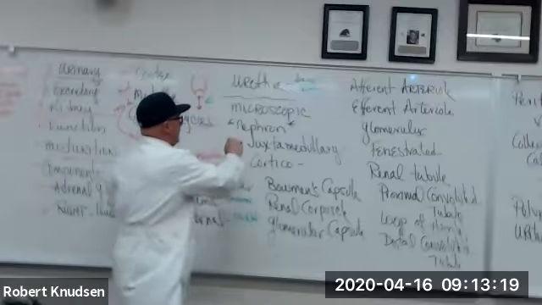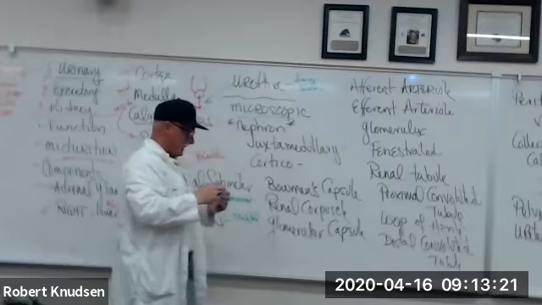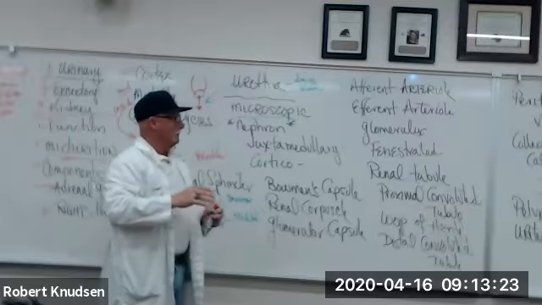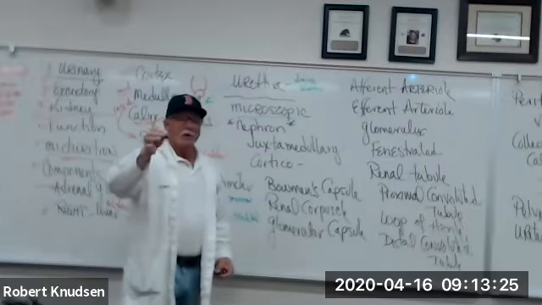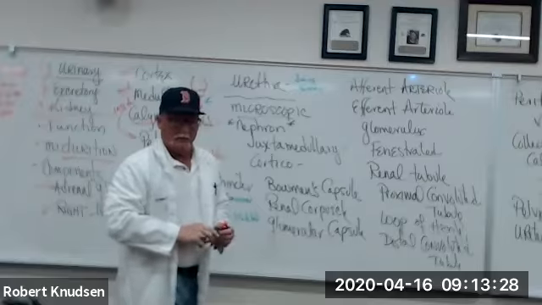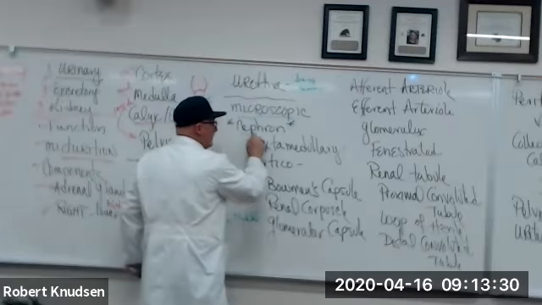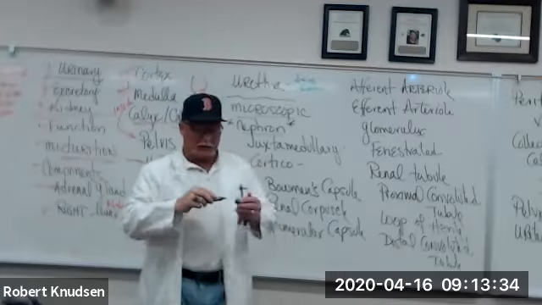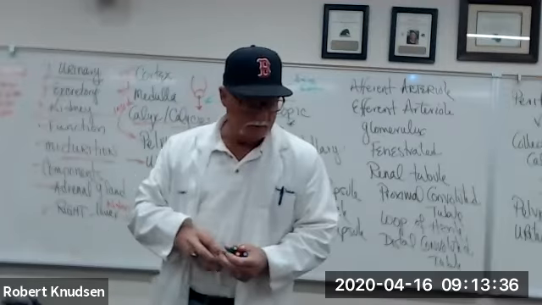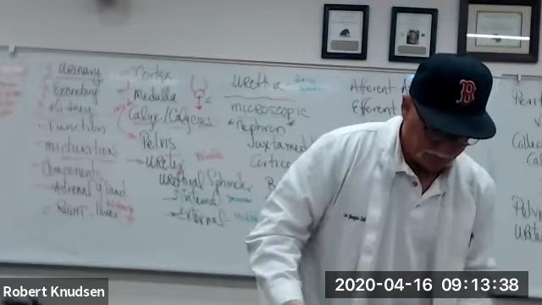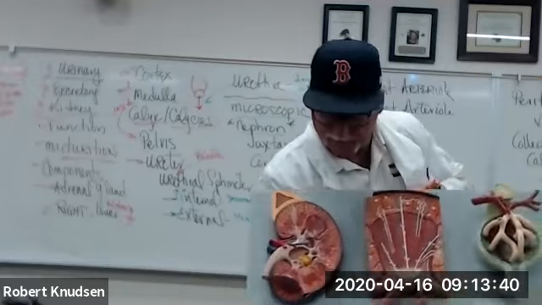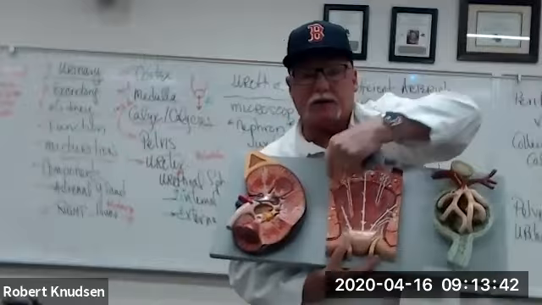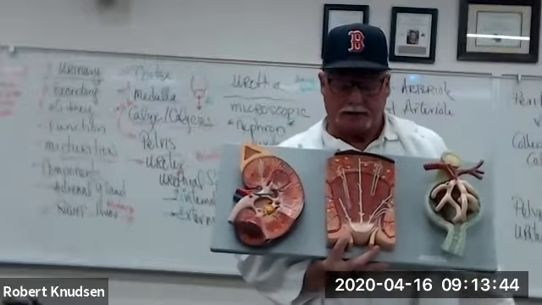Okay? Now, let's switch gears and go into microscopic. Microscopic. The working unit, this is the way it's on your exam. The working unit of the kidney is the nephron. When we think of a kidney, we think the kidney is what cleans the blood.